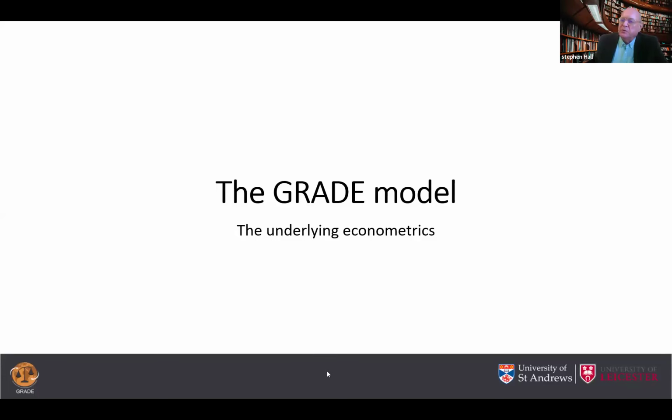Okay, well, my name is Stephen Hall. I'm a professor at the University of Leicester, and my real specialization is econometrics. So I'm responsible for the background to the GRADE model. Just lost my cursor somewhere. Oh, there it is.